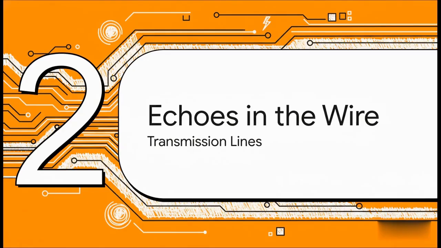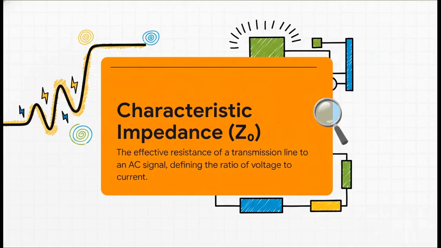Okay, so what is actually going on here? How do we get these echoes? Well, it turns out that at really high speeds, even a tiny little copper trace on a circuit board stops behaving like a simple wire. It starts acting like a full-blown transmission line. And that changes everything. See, every one of these transmission lines has this built-in fundamental property. It's called characteristic impedance, or Z0. Think of it as the natural resistance that the line presents to a signal traveling down it. It's the absolute key to this whole puzzle.